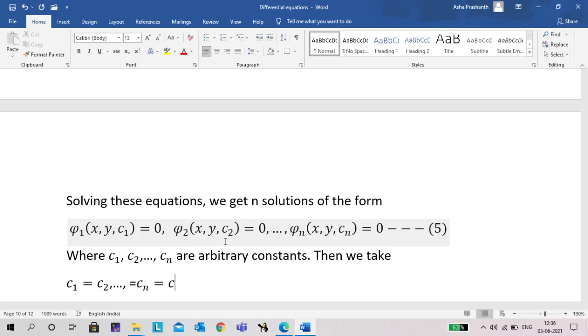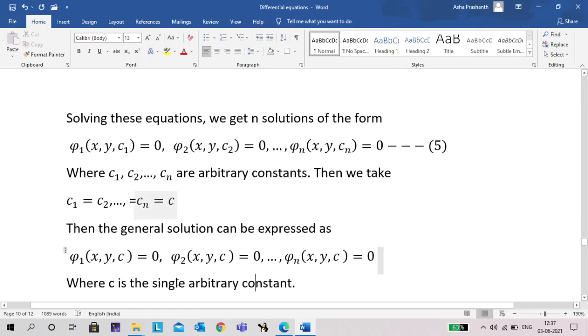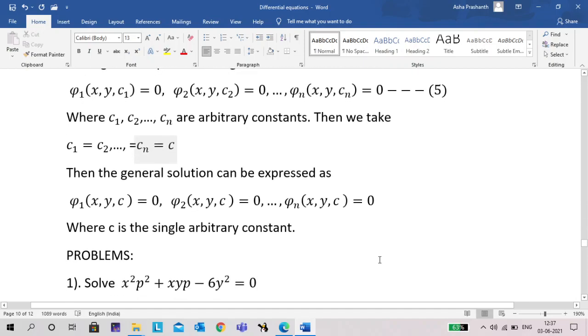Clear? For the first factor we are representing c1, for the second factor c2, like that. So finally c1 c2 can be totally represented as c. Okay, so the general solution can be expressed as this equal to 0. So this is the way of writing the solution for the given equation solvable for p. Okay, I am taking the first problem.